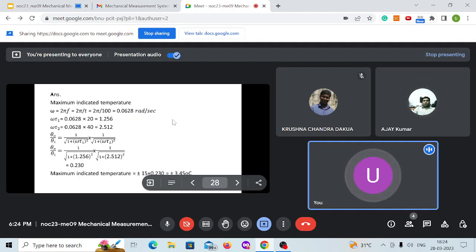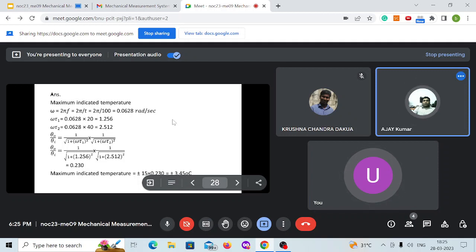So the solution goes like this. We know the time period is 100 seconds. So the frequency omega will be 1 by the time period. So omega is 2 pi by T, so it will be 2 pi by 100. That will be the omega, so it will be 0.0628 radians per second.